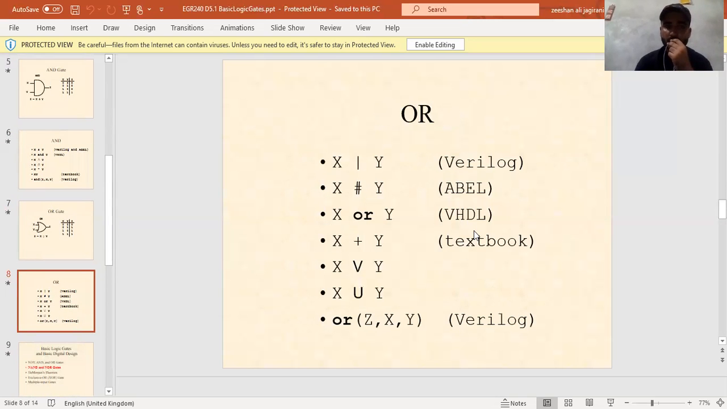The OR gate gives X plus Y, where both are inputs. In Verilog it is X or Y, in ABEL X plus Y, in VHDL X or Y, and in the textbook X plus Y.